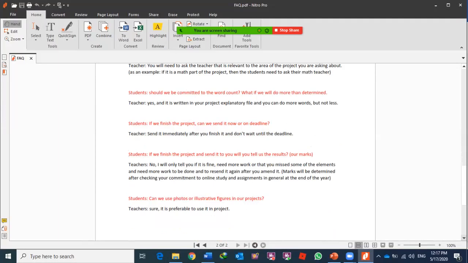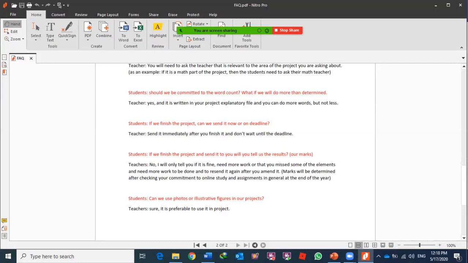A student: Should we commit to the word count, how many words in the research? What if we do more than determined? Yes, you have to commit to the word count. It is written in your project explanatory file, and you can do more words, but not less.